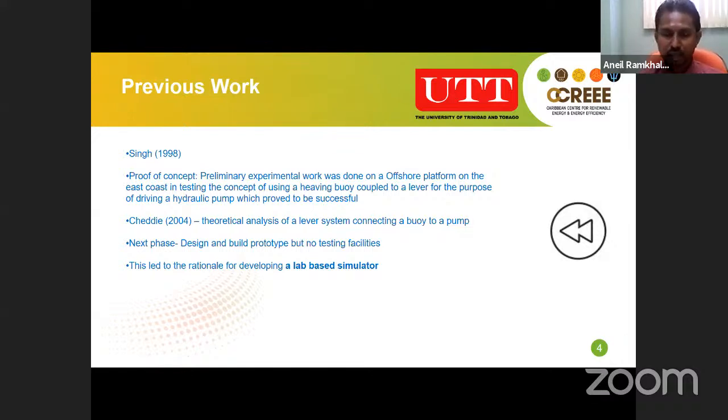You have to get a boat, you have to get a crew, you have to get your instrumentation, and so logistically it's very difficult initially for testing. So this led into the research that I am looking at, and we decided to look at a lab-based simulator, right? Where in the initial stages of a prototype, you can do initial testing, proof of concept, and in the later stages when a lot of the issues have been ironed out, you then finally take it out to sea.